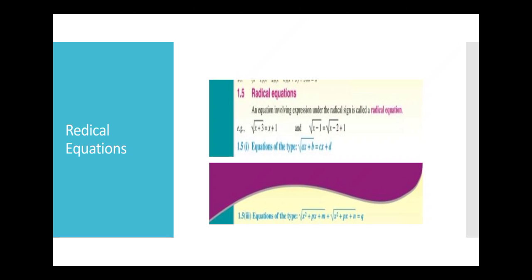Square root of x plus 3 is equal to x plus 1, or it can be like this: square root of x minus 1 is equal to square root of x minus 2 plus 1, something like this. There are two types of radical equations you have to deal with. Number one, an equation of the type square root of ax plus b is equal to cx plus d, or equations like this: square root of x square plus bx plus m plus square root of x square plus bx plus n is equal to q. Now we'll see how to solve them.